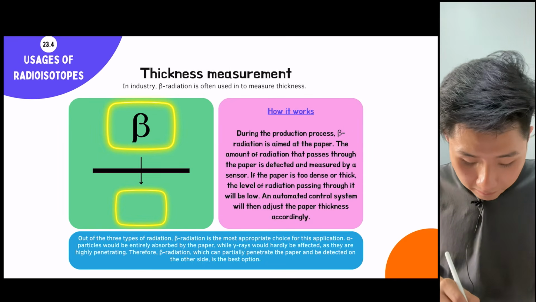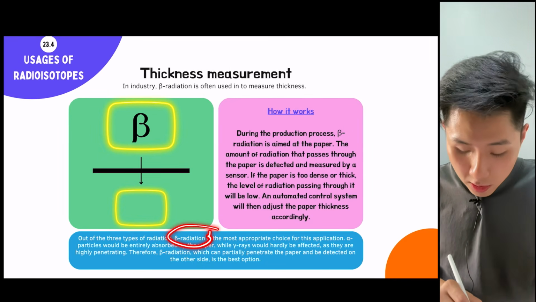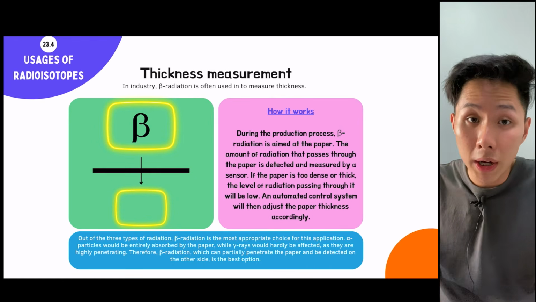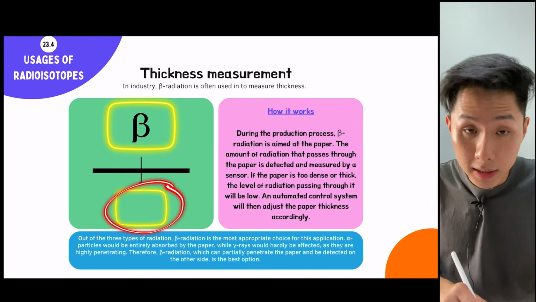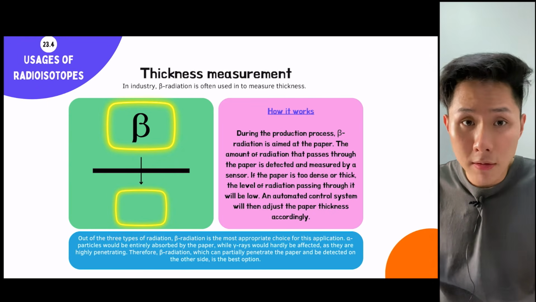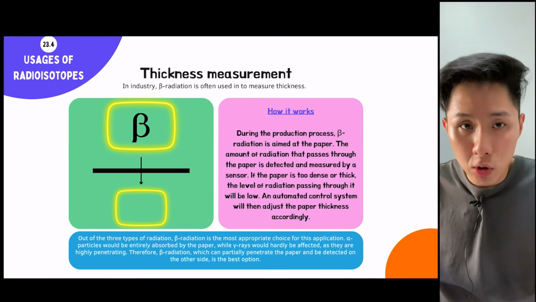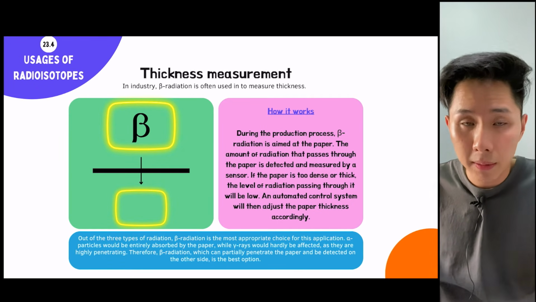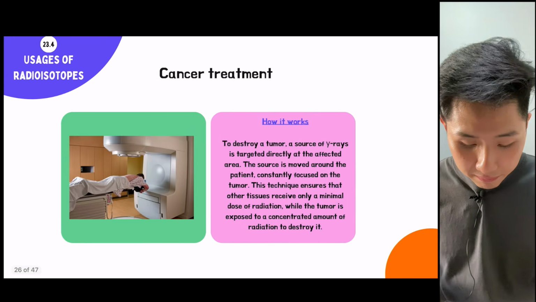So here, beta radiation is used because alpha particles would have been absorbed by the paper. It won't be detected by a sensor. And then for gamma ray, it will just pass through without much effect, even if this paper is very thick. So beta particle is the right choice.